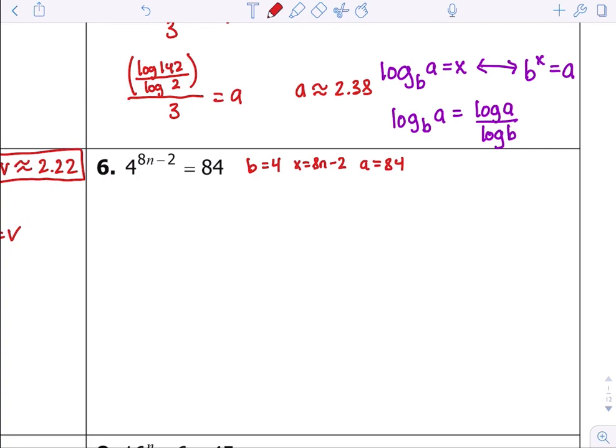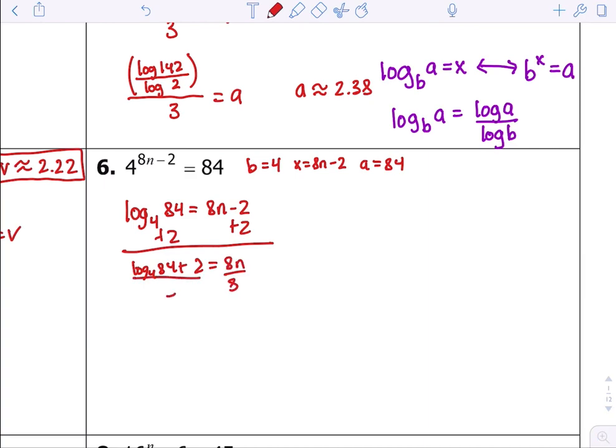Okay, so get it into log form. Plug in these values for log. So log base 4 of 84 is equal to 8n minus 2. Add 2 to both sides. And then divide both sides by 8. So log base 4 of 84 plus 2, all divided by 8, is equal to n.